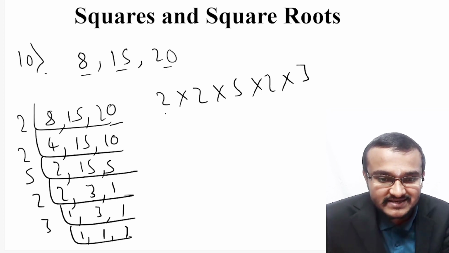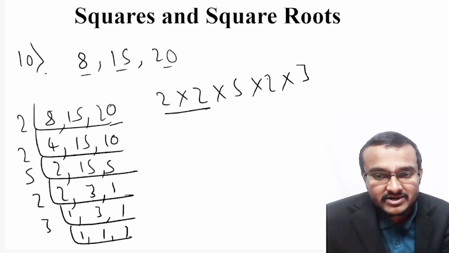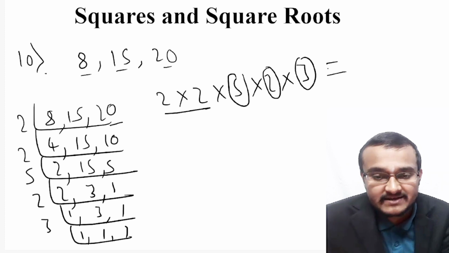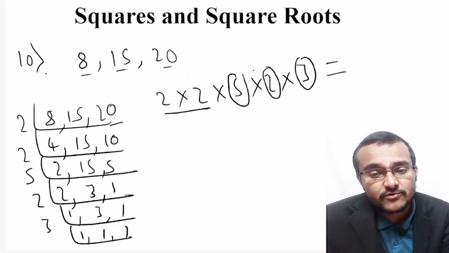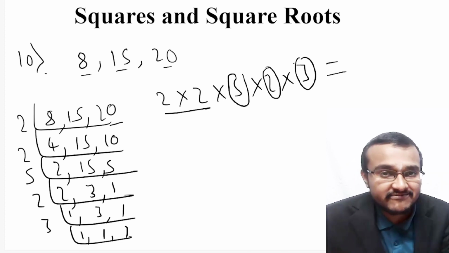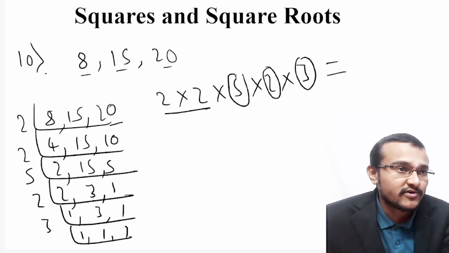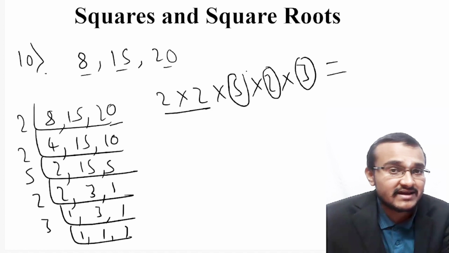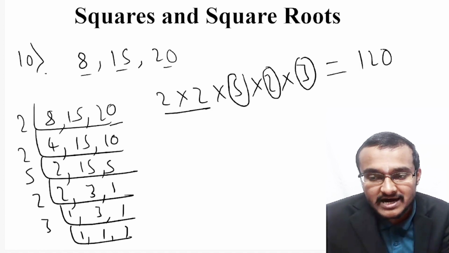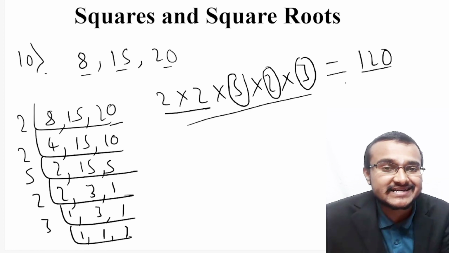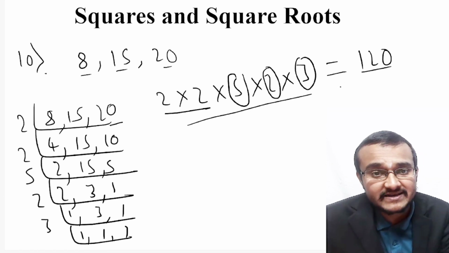So you can see here this 2 gets paired up, but this 2 is remaining alone. This 5 is remaining alone. This 3 is remaining alone. So when you multiply all these 5 numbers, you will get 2 2s are 4, 4 2s are 8, 8 3s are 24. 24 into 5 will be 240 divided by 2, so that will be 120. So 120 is the LCM of 8, 15, 20.